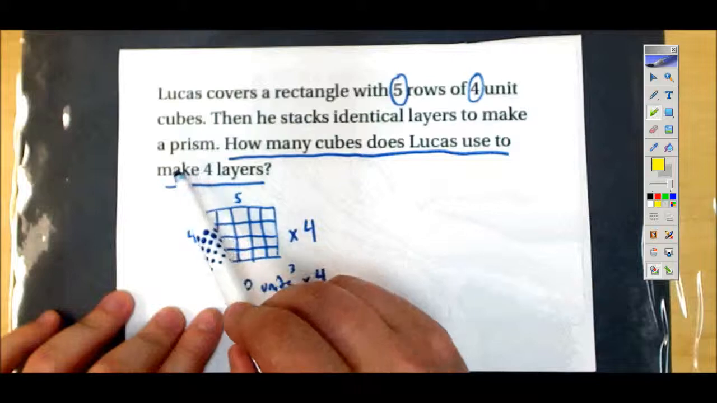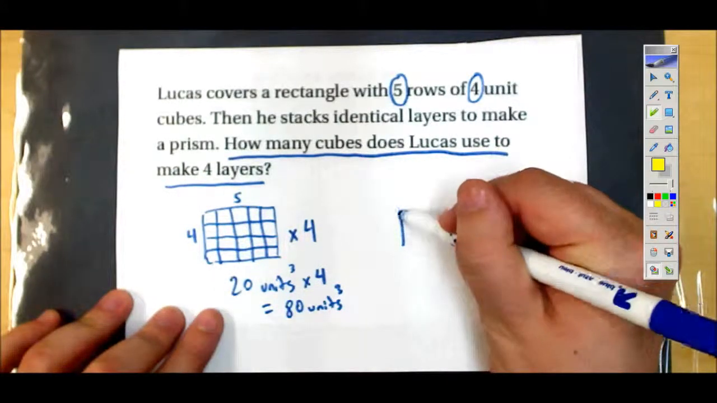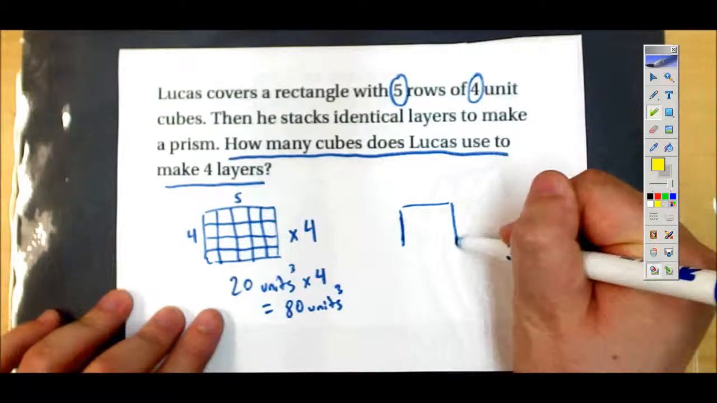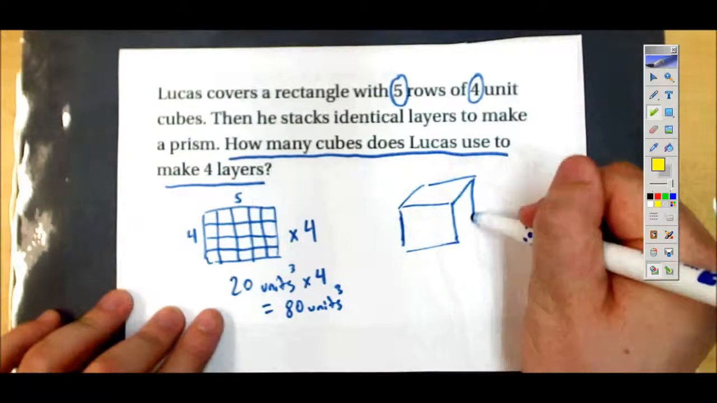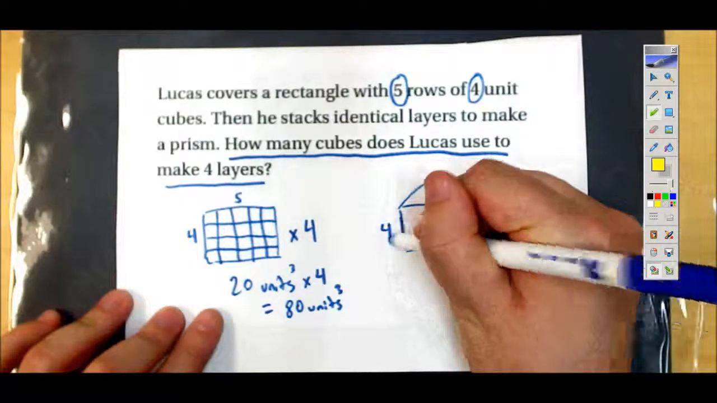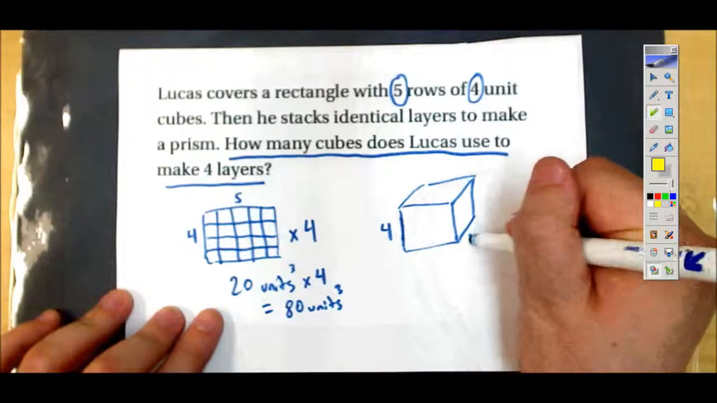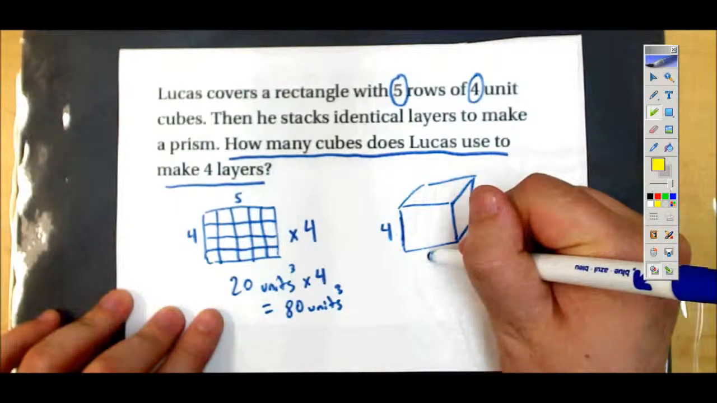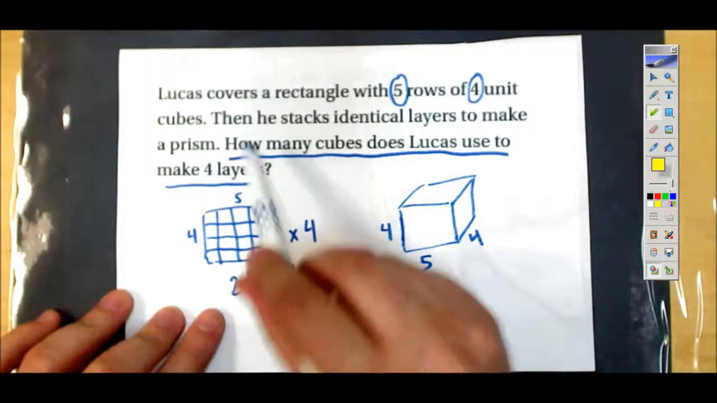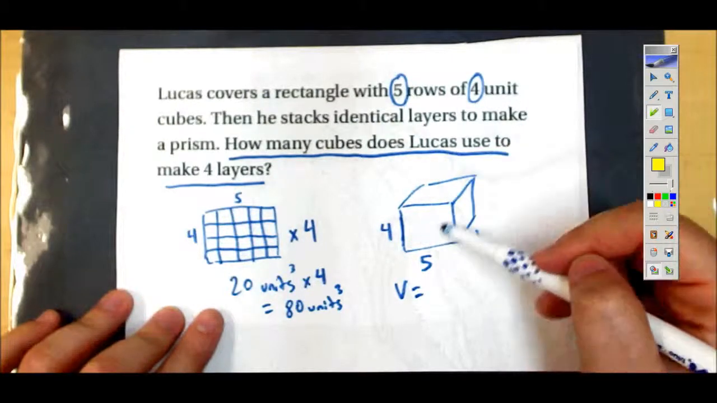Another way to think about it is, it actually says that in the problem. This is a prism. It's just a rectangular prism. Okay, so we can think of it like that. And we have, let's say, a height of 4, a width of 4, a length of 5. That's what's being described here, and we remember that. And it wants us to ask how many cubes there are.